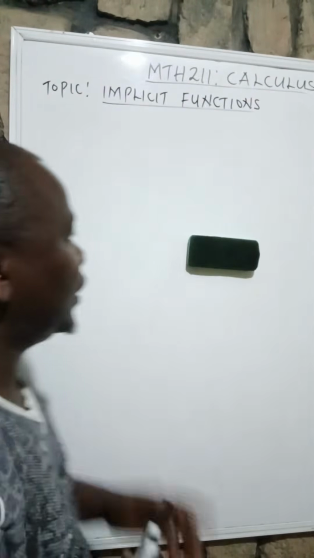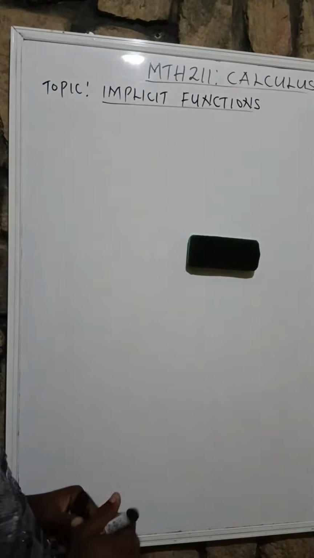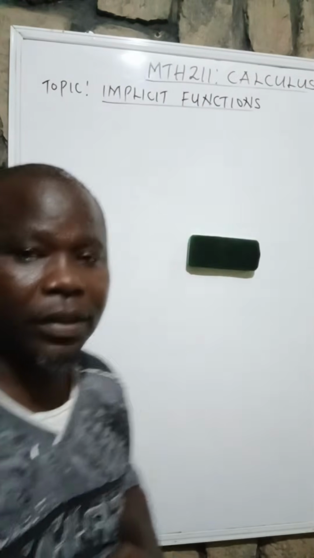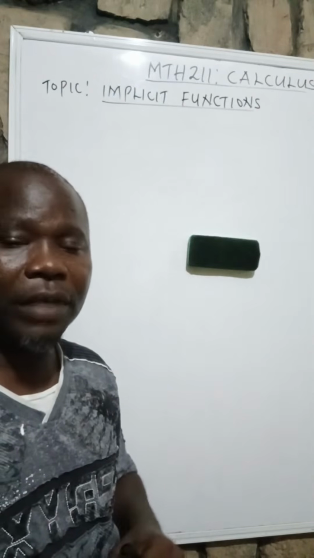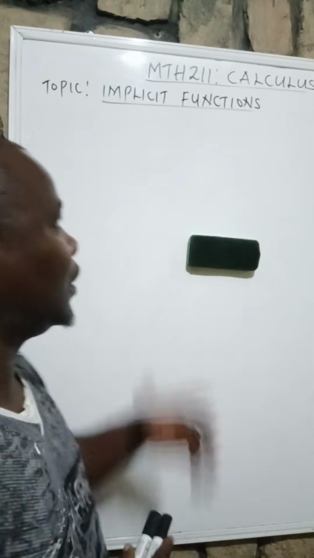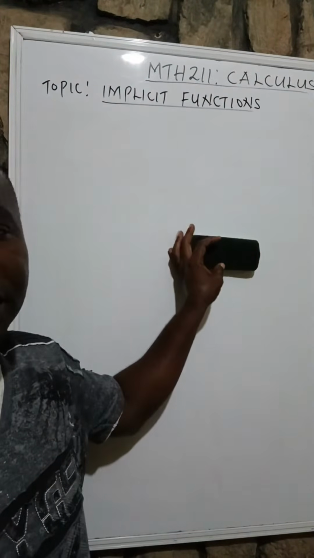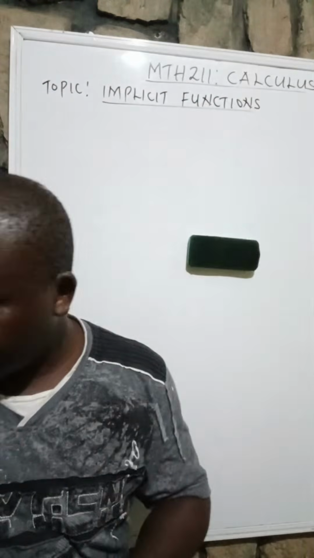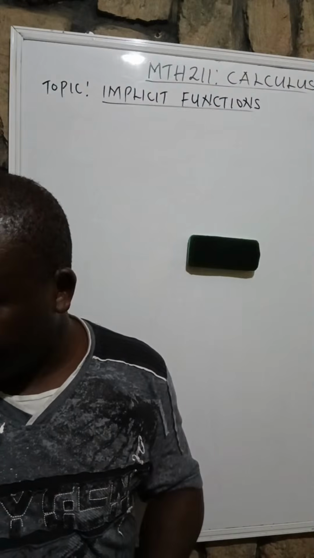Okay, so let us start our class. Our last class on Saturday, we looked at implicit functions. We solved one or two examples, if I'm not mistaken. So I want to start from where we stopped. Then after this, we'll look at parametric functions tonight.